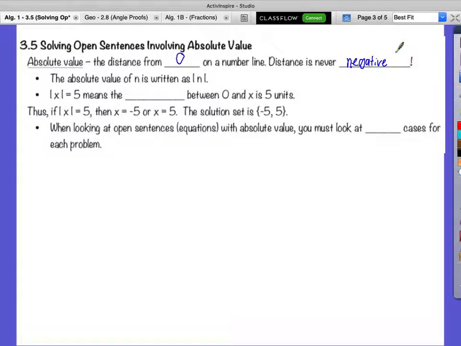If you write absolute value, the absolute value of n is written like this. There are two lines, two bars. They're called absolute value bars. So we have these absolute value bars here, and this is saying the absolute value of n.